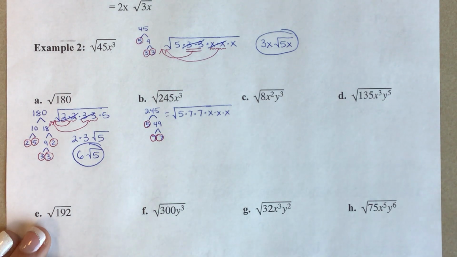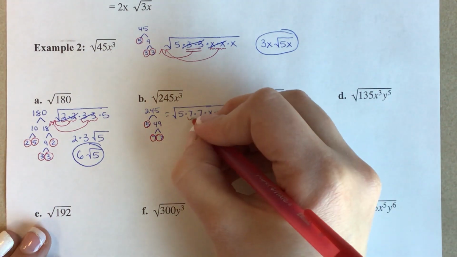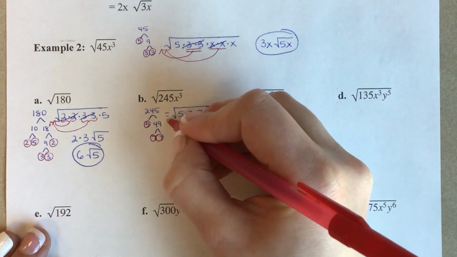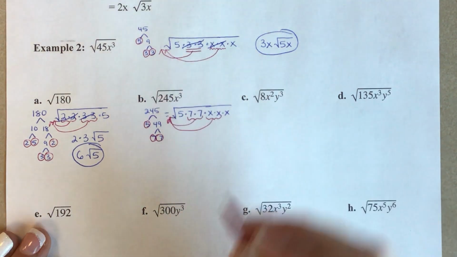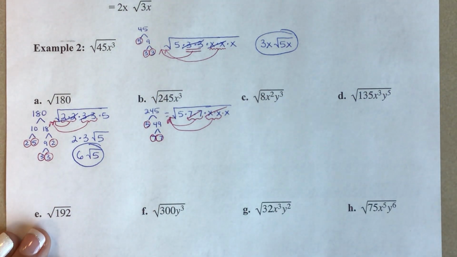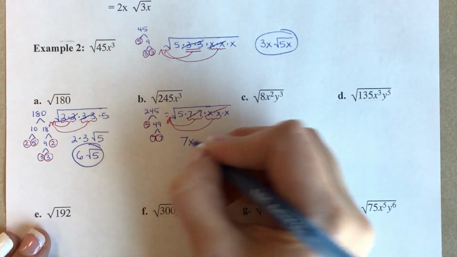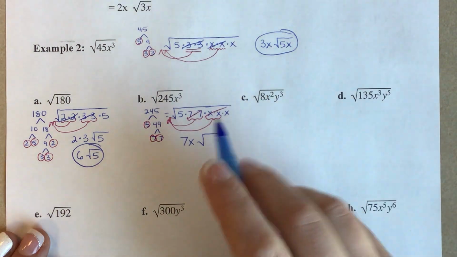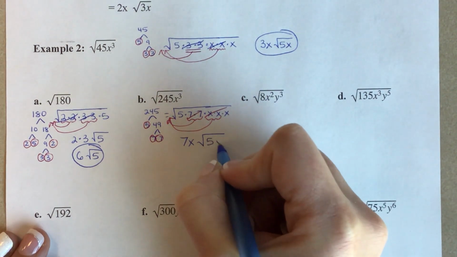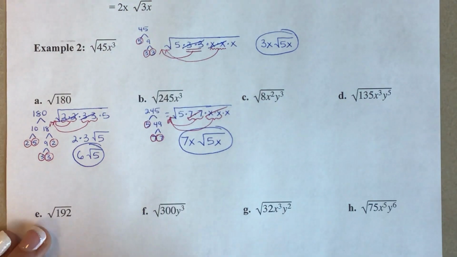Now I'm looking for pairs. So I have a pair of 7's and a pair of x's. They're allowed to come to the front because they're pairs. So they're taken care of, and I'm going to write 7x. Now I'm writing anything left over. I had a 5 left over and I had an x left over, so the 5 and the x stay in the radical.